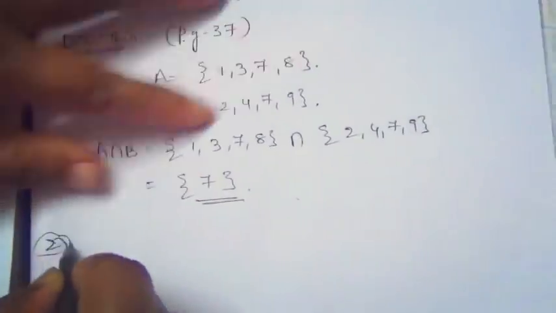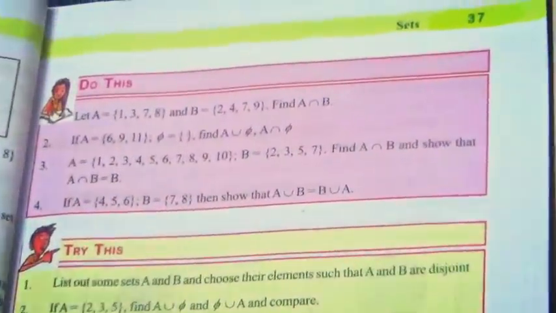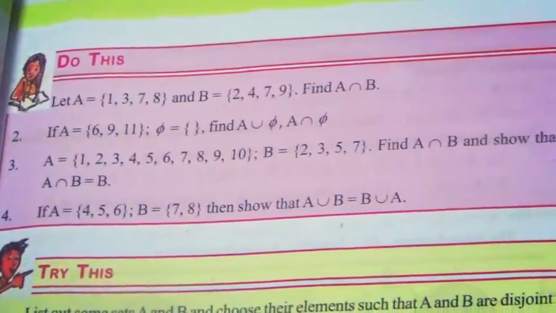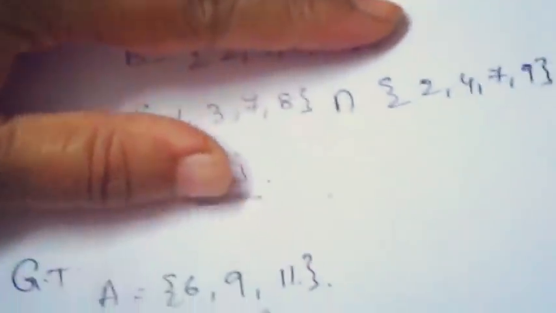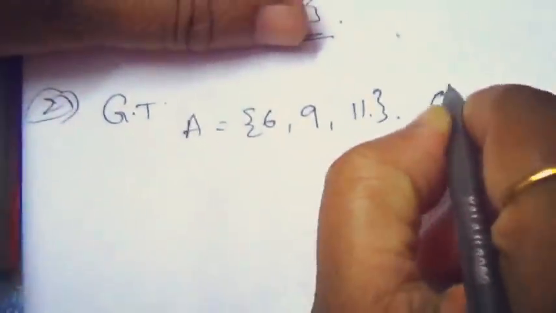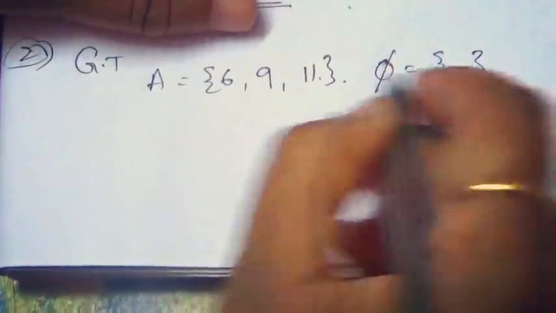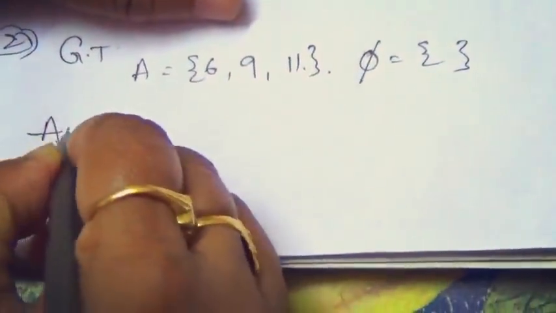So second sum, if A is equal to {6, 9, 11}, okay, given that A is equal to {6, 9, 11}. So phi is equal to the empty set. Already we know that phi is equal to the empty set. You have to find out A union phi.